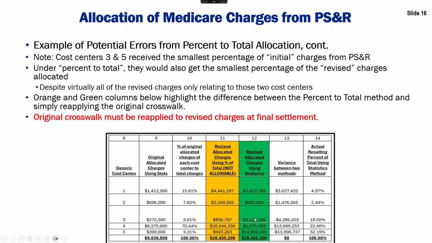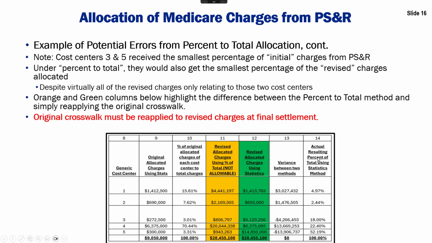And that actually makes sense because more of the new charges related to Revenue Code 3 that impacted Cost Center 3 and 5. So, of course, most of that change should impact those two cost centers. So that's the point to make, that reapplying the statistics, reapplying the crosswalk is the proper way to go. Trying to rely on some percent to total is not, because any major change that happened to just a couple cost centers would not show up properly.